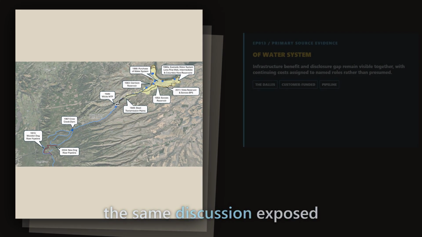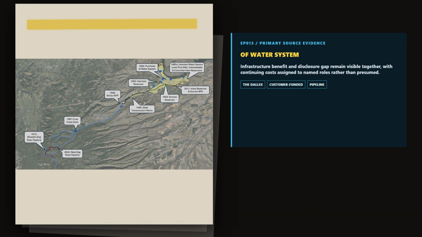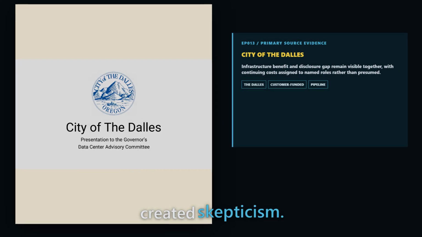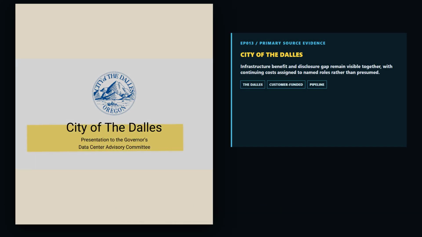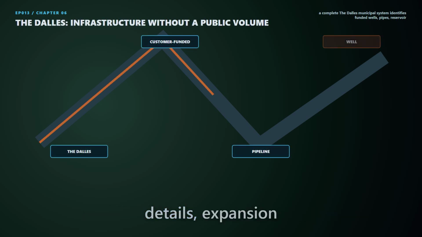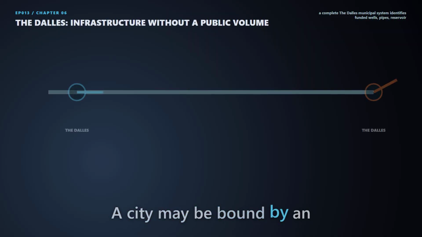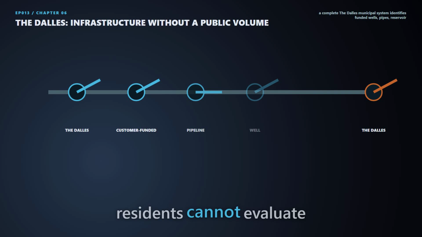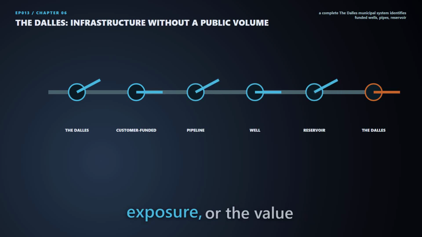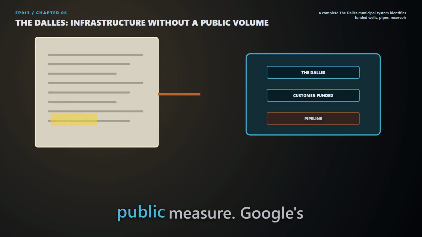Yet the same discussion exposed a trust problem. Water quantities associated with the data center were treated as trade secrets and redacted. Participants said the secrecy created skepticism. The conflict is not simply transparency versus privacy. An operator may consider process details, expansion plans, or contract terms commercially sensitive. A city may be bound by an agreement, but residents cannot evaluate total demand, drought exposure, or the value of infrastructure contributions without some consistent public measure.